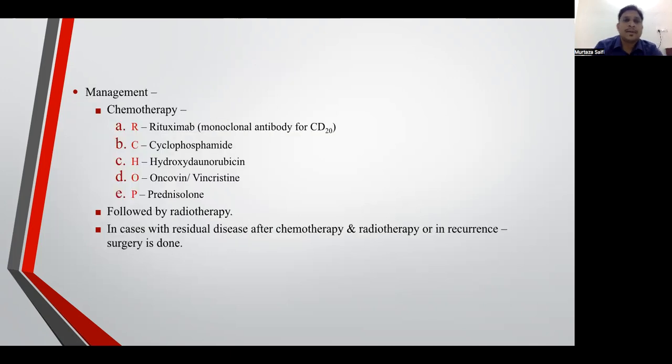Then management part: chemotherapy, that is the regime, R-CHOP. R is rituximab, a monoclonal antibody for CD20, then C for cyclophosphamide, then H for hydroxydaunorubicin, O for Oncovin, that is vincristine, and P for prednisone, followed by radiotherapy.